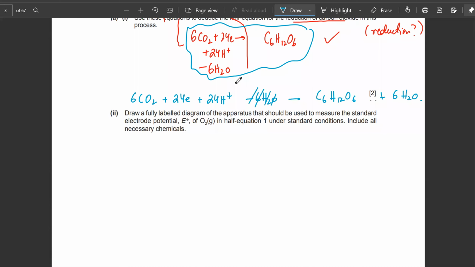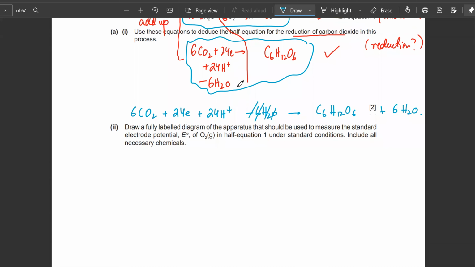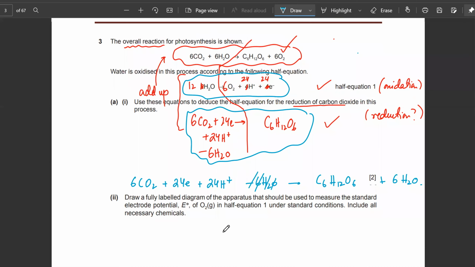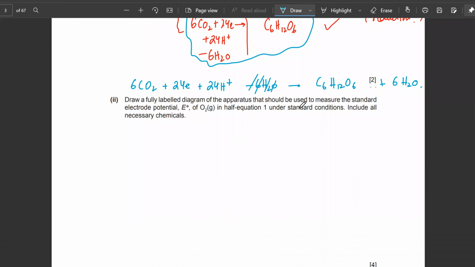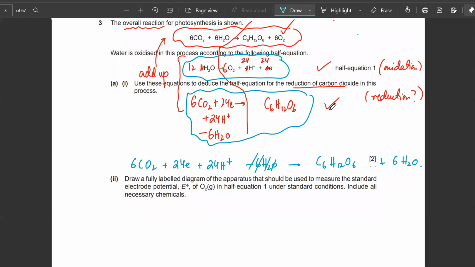Okay, so this one was kind of tricky because you had to do a lot of working and think a lot on this one. The next one is, you've got a fully labeled diagram that should be used to measure the standard electrode potential of oxygen in half equation 1 under standard conditions, including all necessary chemical equations. So it's a fully labeled apparatus for measuring the standard electrode potential.